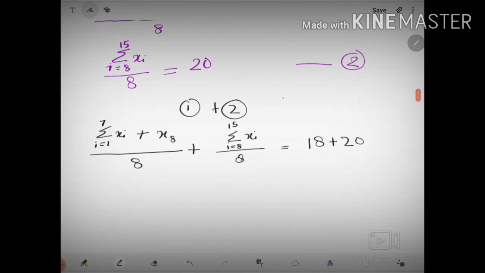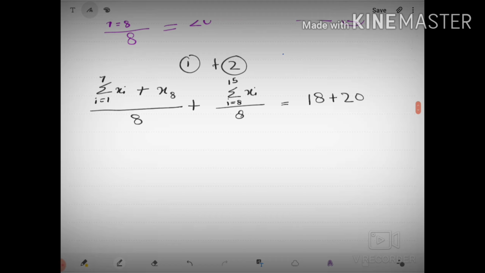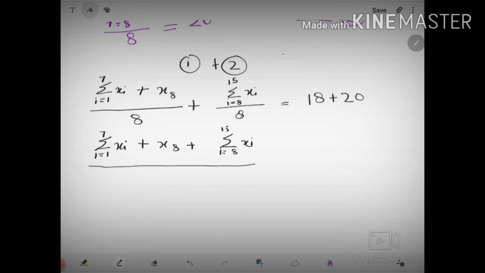Now, taking LCM here, we can take LCM or we can split it. So I can write this as sigma i equals 1 to 7 xi plus x8 plus sigma i equals 8 to 15 xi, divided by 8, and this is equal to 30.